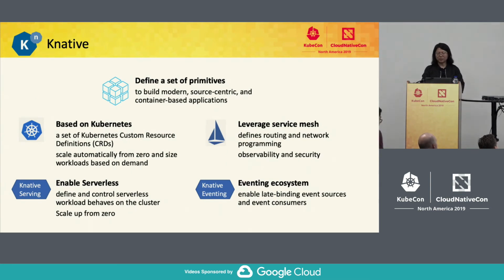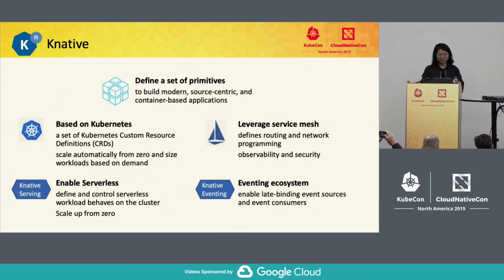Knative is a Kubernetes native serverless platform, which defines a set of primitives to build modern source-centric and container-based applications. Knative is Kubernetes native, so it can leverage all the tools in the whole Kubernetes family. It uses Kubernetes to do the auto scaling and uses a service mesh, for example Istio, to define routing and network programming. And it can also use Zipkin or Prometheus to manage the observability.